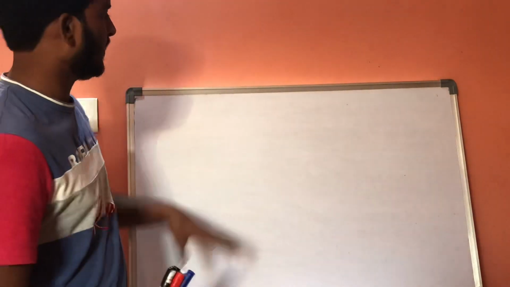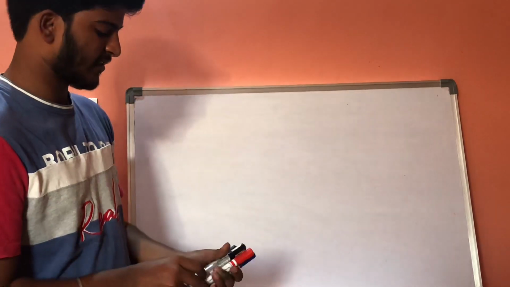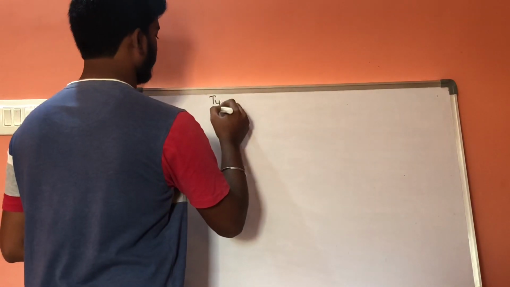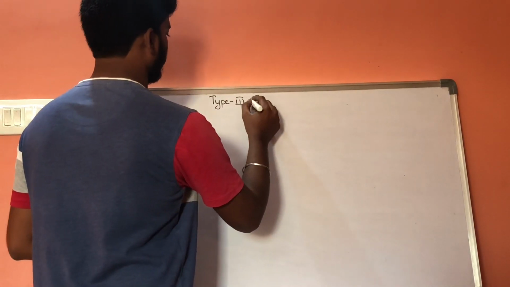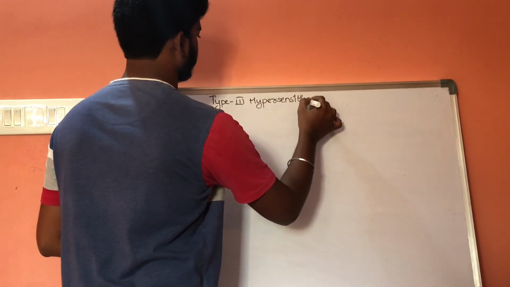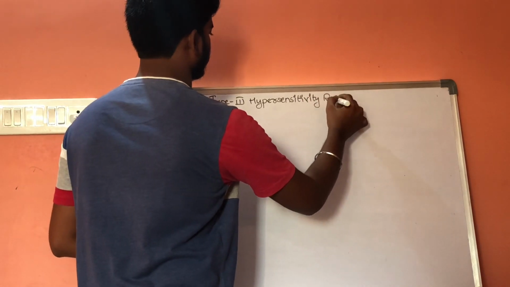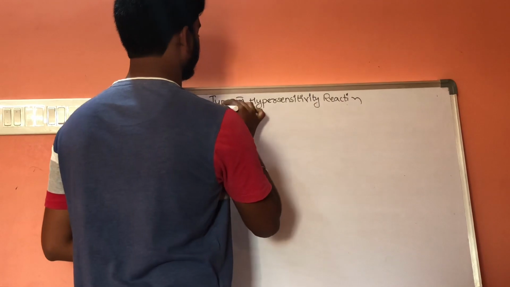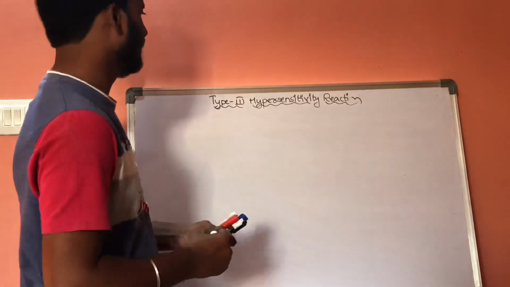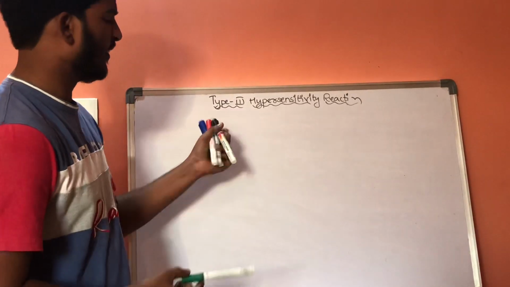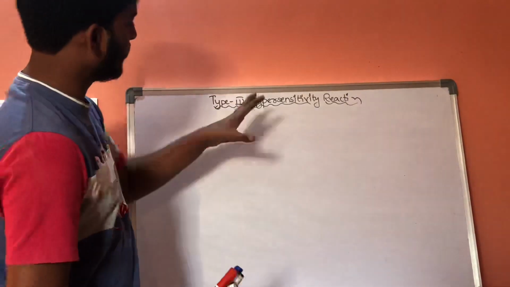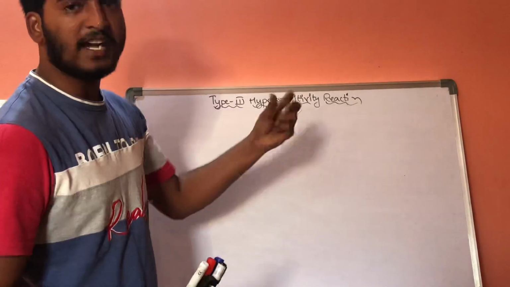Now, let us discuss type 3 hypersensitivity reactions. As we discussed, in type 1 hypersensitivity reaction, the antigens are free whereas antibodies are fixed. In type 2 hypersensitivity, the antigens are fixed whereas antibodies are free.